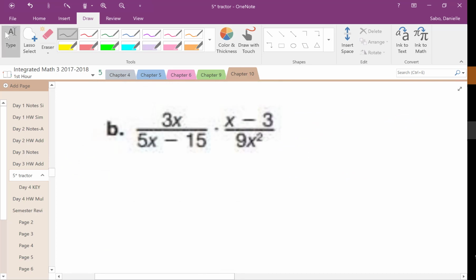What I want you guys to do right now is take each piece and see if you can factor it. Actually, why don't you just try B? See how it goes. I think you can do this one. You can do it too. Raise your hand if you need help.